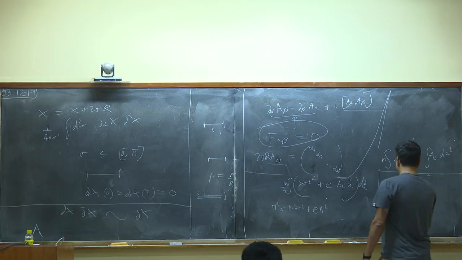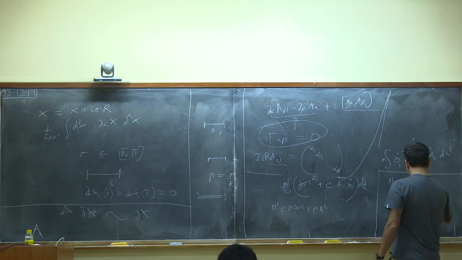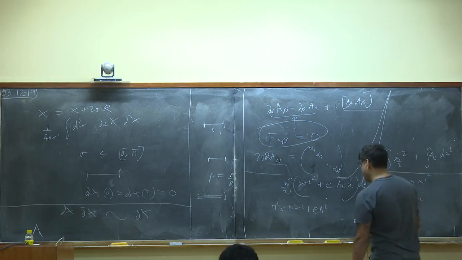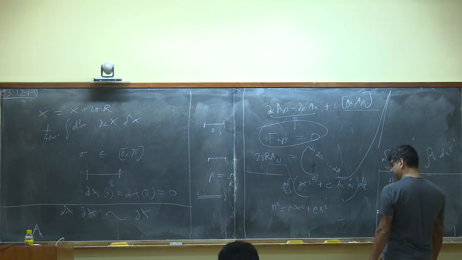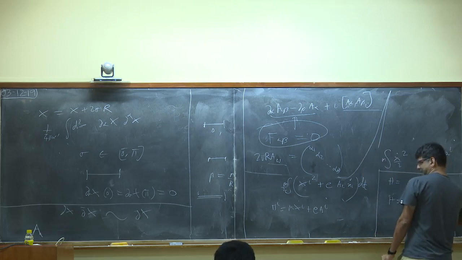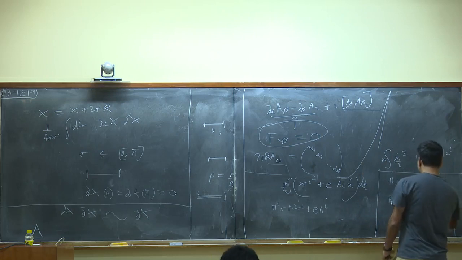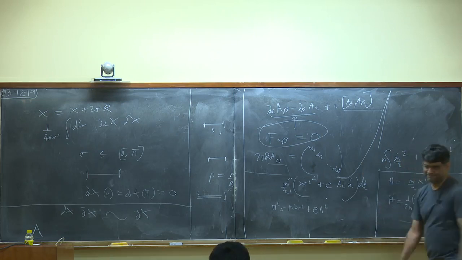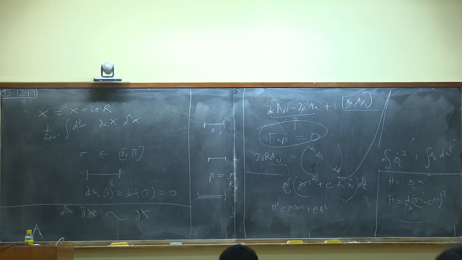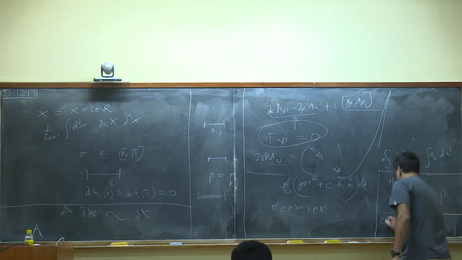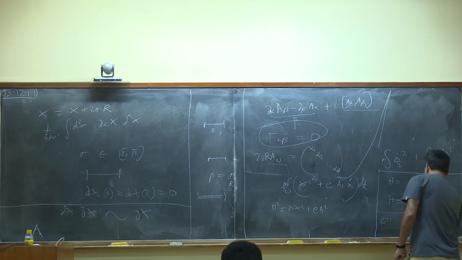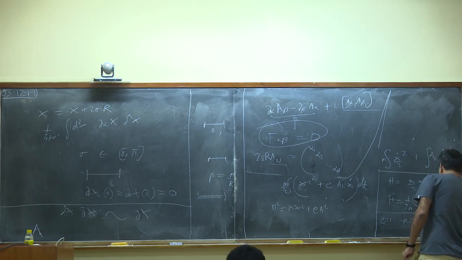So H is equal to 1 by 2m, pi I minus eAi, whole thing squared. Now suppose e was equal to 1. So H is equal to 1 by 2m, pi I minus Ai, the whole thing squared.